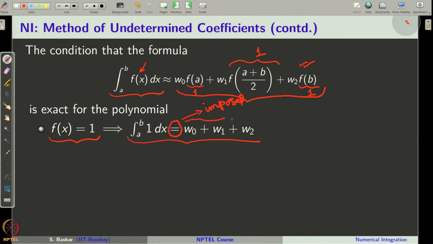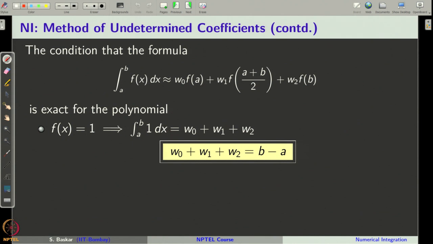That gives you the right hand side as w naught plus w 1 plus w 2, and that should be equal to the left hand side integral, which is integral a to b. Now, your function is just 1, therefore, we are putting 1 dx. You can explicitly compute the left hand side, and that gives you this equation. This is the first equation for our system.